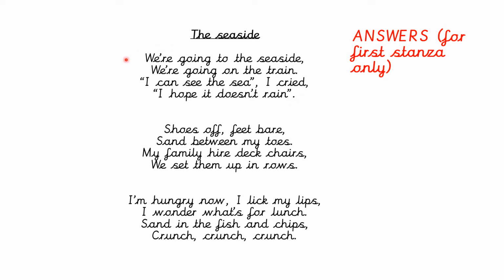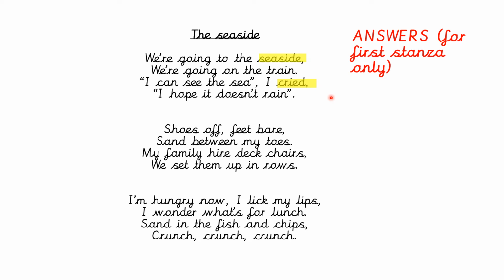So it starts, we're going to the seaside. We're going on the train. I can see the sea, I cried. I hope it doesn't rain. I can hear two words that rhyme in there, and that is seaside and cried, because they've both got that "i'd" sound on the end, which makes them rhyme. So well done if you got those two rhyming words.